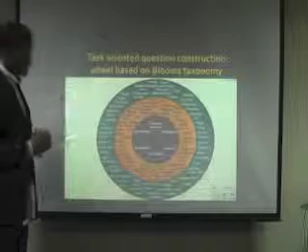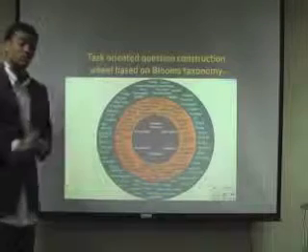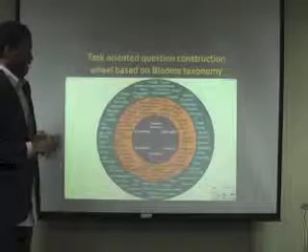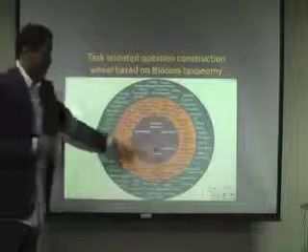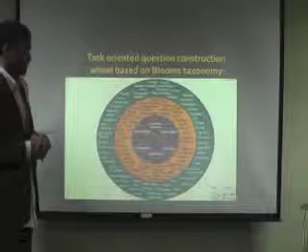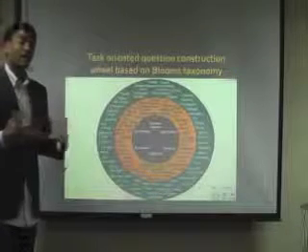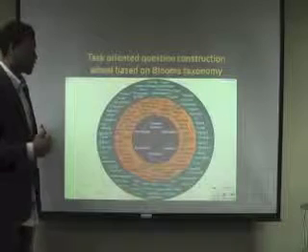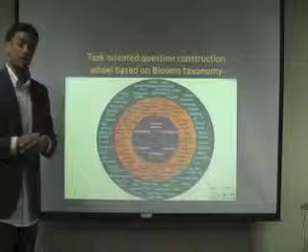So here we have our construction wheel, and this will be the basis of where we'll spend a lot of our time today. What it goes over is your 6 cognitive levels in the middle, your knowledge, your comprehension, your application, analysis, synthesis, and evaluation. And then what I'd like us to focus on are the verbs that are associated with each cognitive level.